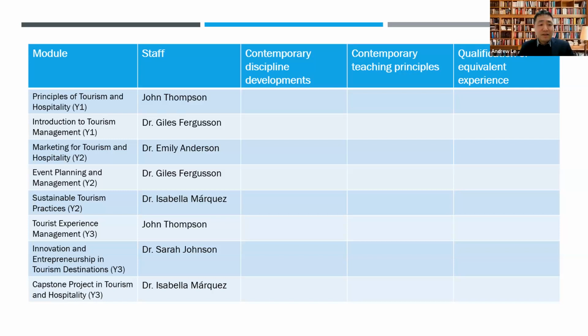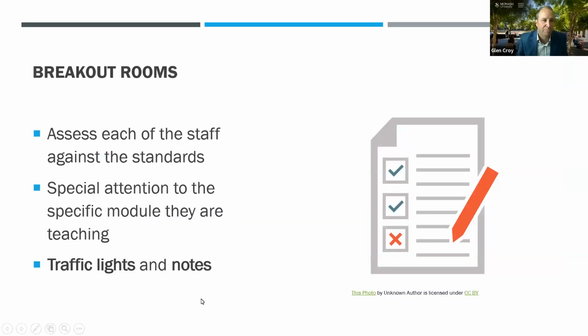Thanks. All right. So we're going to set you out into breakout rooms. As we noted before, we're asking you to assess each of the staff against the standards. And again, as Andrew's already highlighted, we're going to pay special attention to the specific module they're teaching. What I'm wanting you to do is to use traffic lights, red, orange or green. So green is good, orange is questionable, red is bad. And to also include notes as to the evidence that's been provided.